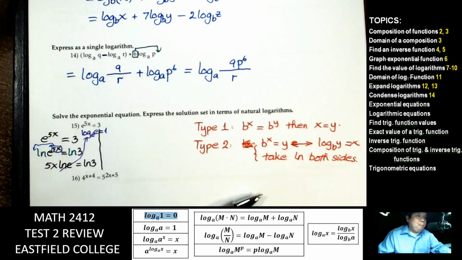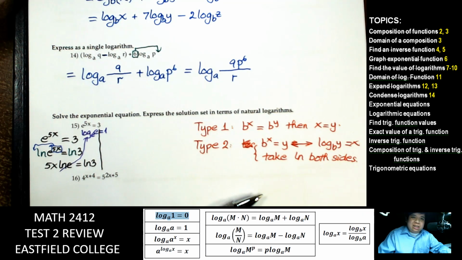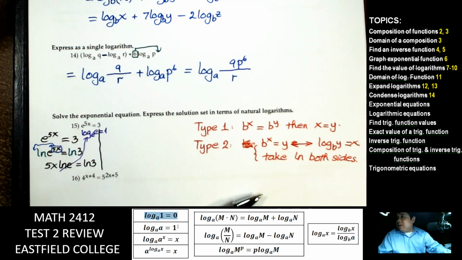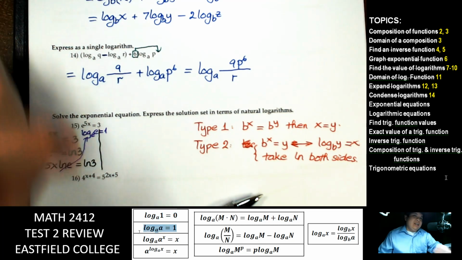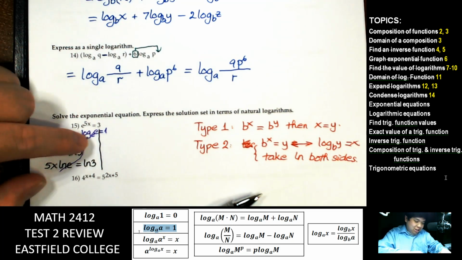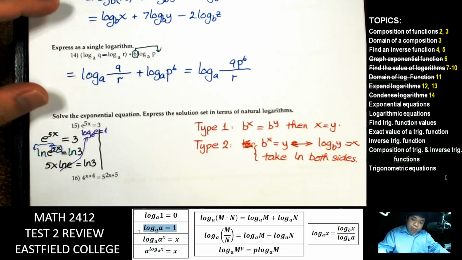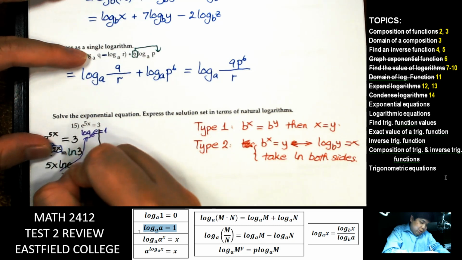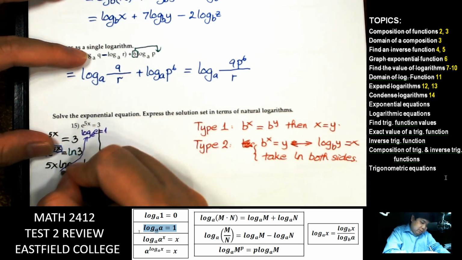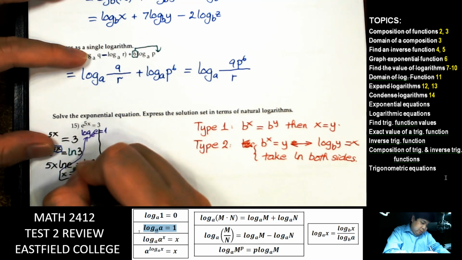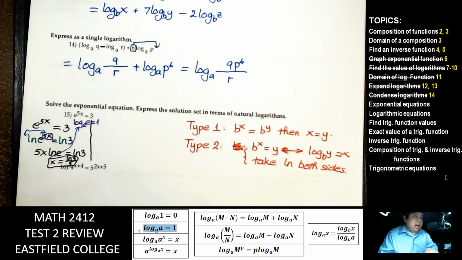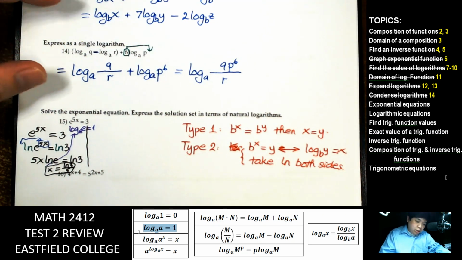I'm sorry, not that. I mean this. That one. So the base and the exponent are the same, they cancel out. So 5x equal to ln of 3. So x equal to ln of 3 divided by 5. So that is one way to do it.